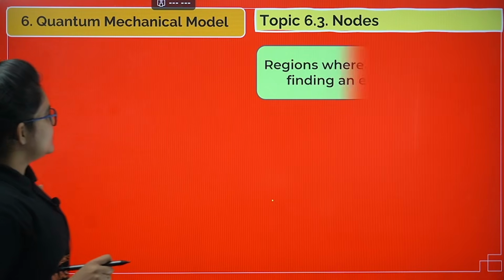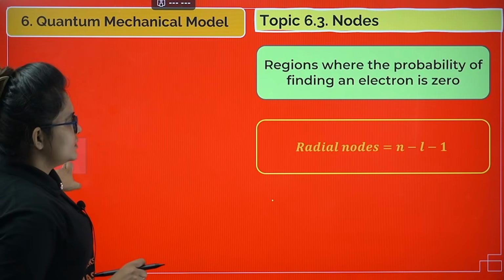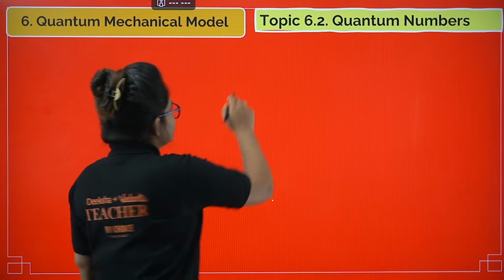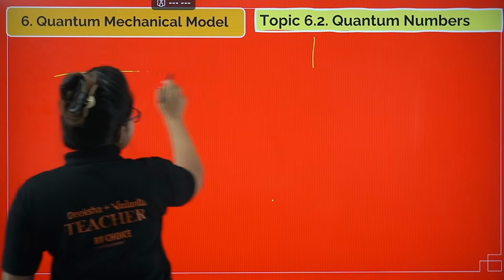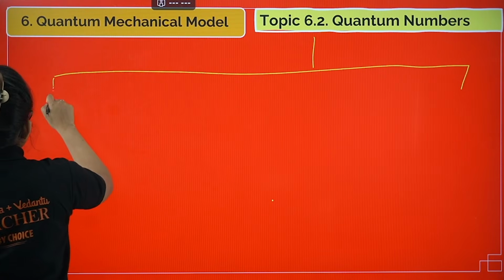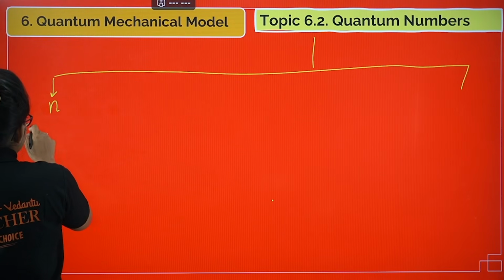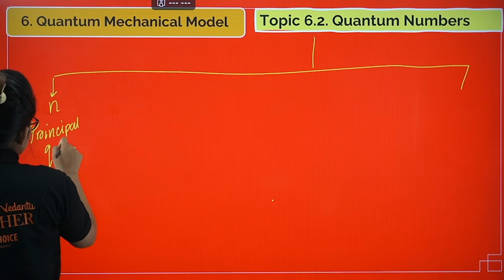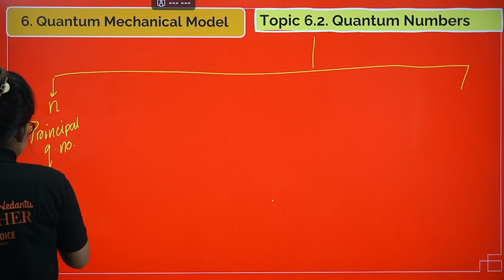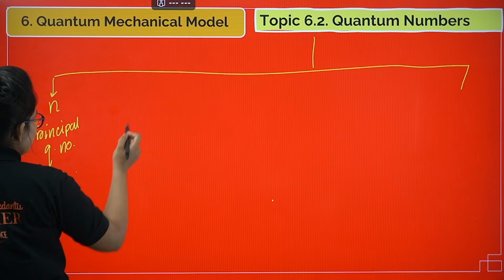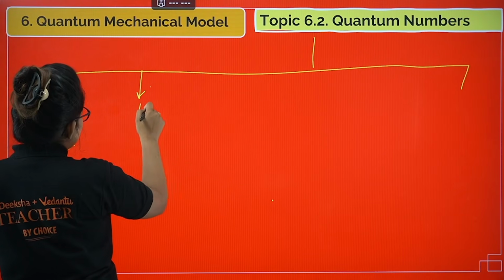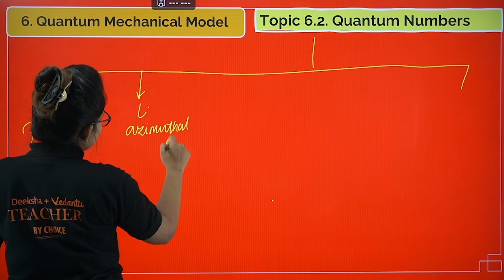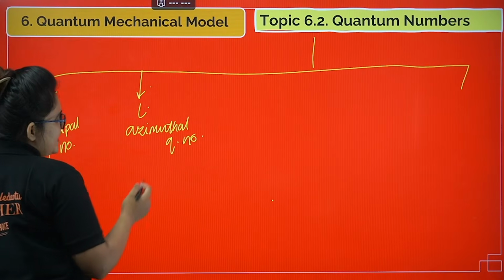So, quantum number. Let's discuss the quantum numbers first. If I split, there are 4 types. First is n, the principal quantum number. It tells you about the size of the orbital and the energy. Next comes l, the azimuthal quantum number. So how can l be defined?